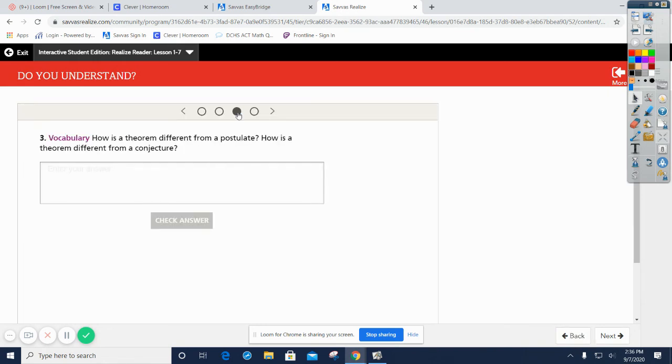Okay. How is the theorem different from a postulate? A theorem is something that has to be proven. A postulate is something that's assumed to be true. You don't have to prove it. It's assumed that it's true.